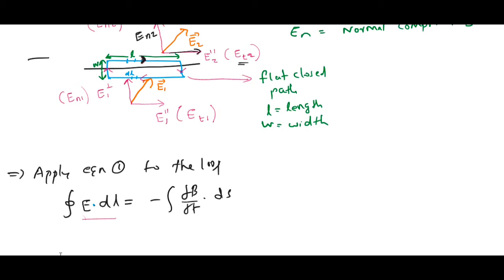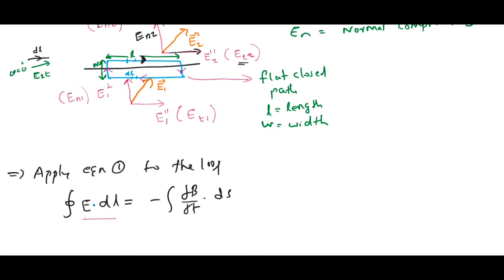Like the dl, the electric field E2's tangential component and dl are both along the same direction, so theta is equal to 0 degree.